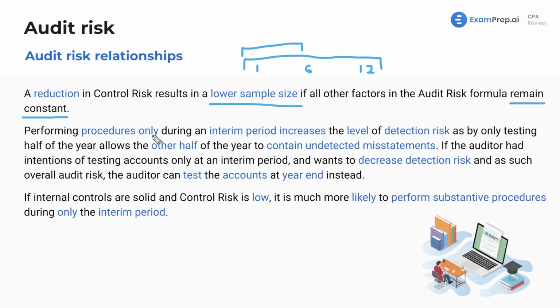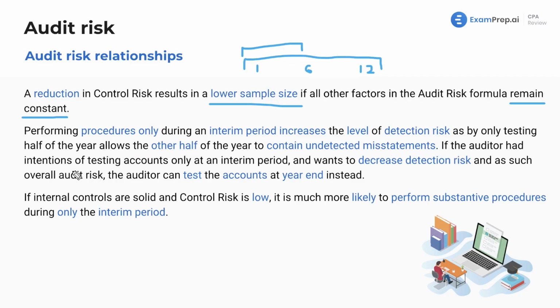So performing procedures only during an interim period, so only, let's say, during the first half of the year, increases the level of detection risk, which makes sense because you're only testing half the year. You're not testing the second half. Which again sounds weird, but it's a concept we're going over, as only testing half the year allows the other half of the year to contain undetected misstatements.